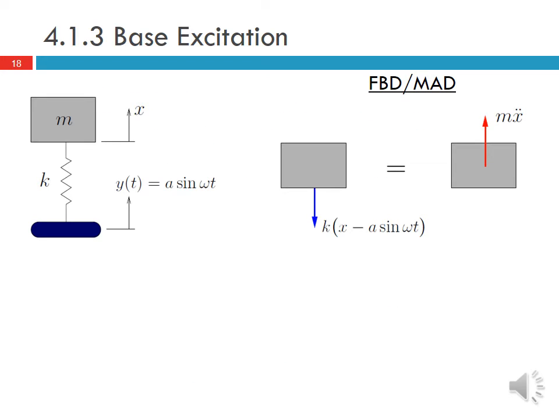So let's look at the free body diagram and mass acceleration diagram. In this case, the acceleration term is m x double dot, and the force in the spring is going to be k times (x minus a sine omega t), where x is the displacement of the mass and a sine omega t is the motion of the base. So basically the stretch in the spring is the amount that x goes up minus the amount that y goes up.